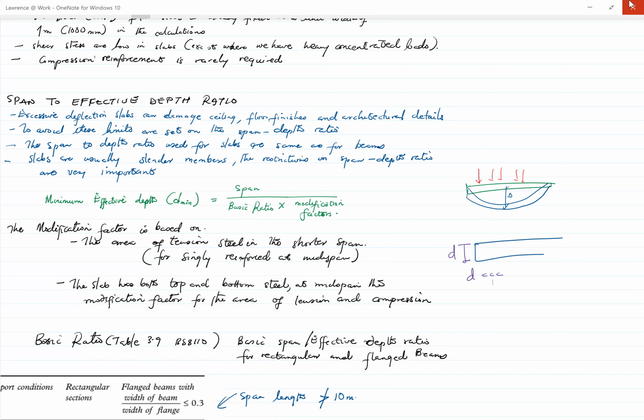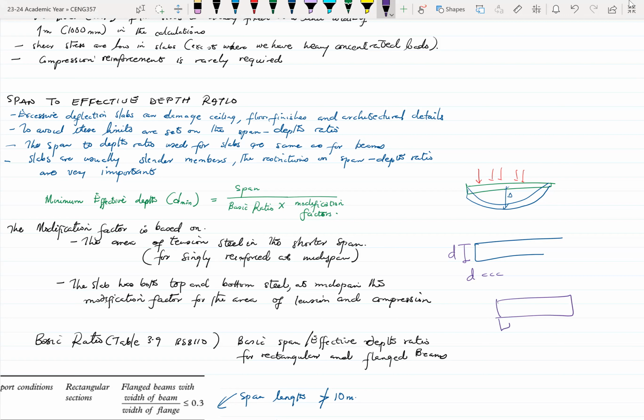So from the onset, we look for a depth which can pass the deflection check. That's why we look at what you call the span to effective depth ratio. The span is usually taken as the distance between the centers of the supports. So this is your span. Some have span as the clear length plus the D, but let's forget about that for now. Maybe I'll write that in going forward.